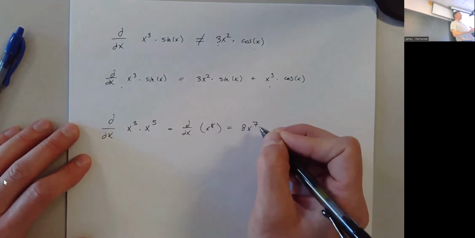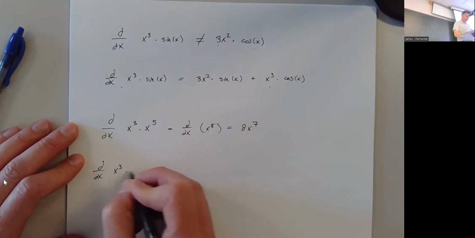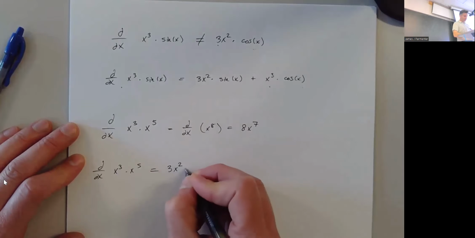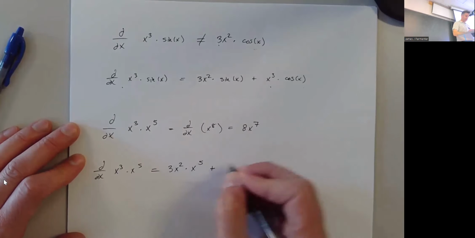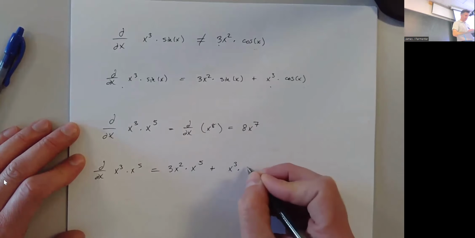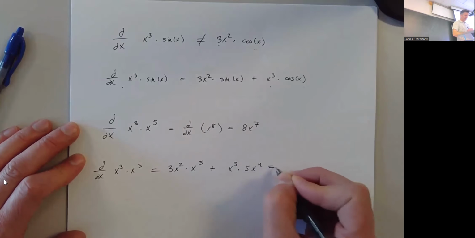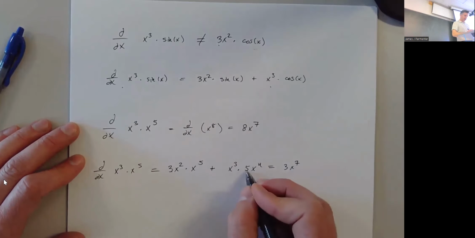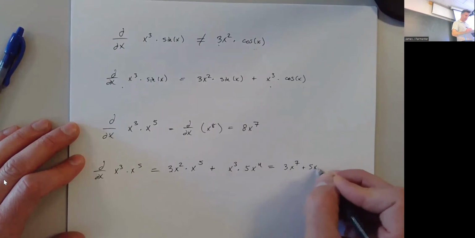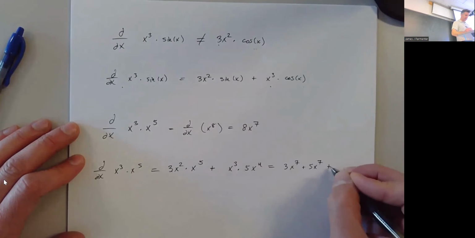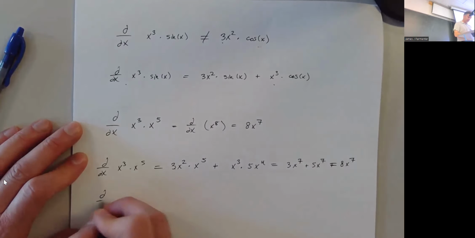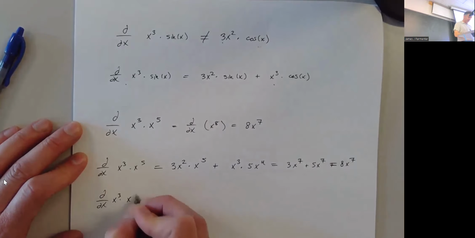But if I apply the product rule here, the derivative of something times something else using the product rule, it's going to be the derivative of the first thing times the second thing plus the first thing times the derivative of the second thing. And if we simplify that, we get 3x to the 7th plus 5x to the 7th. And 3 of something plus 5 of something is equal to 8 of that something. Oh, they're the same.